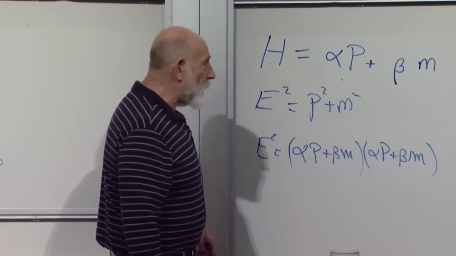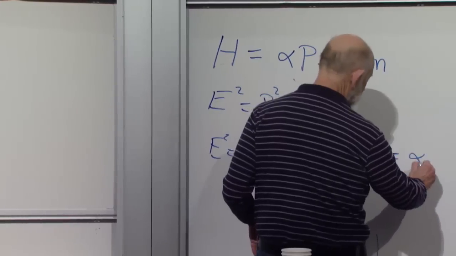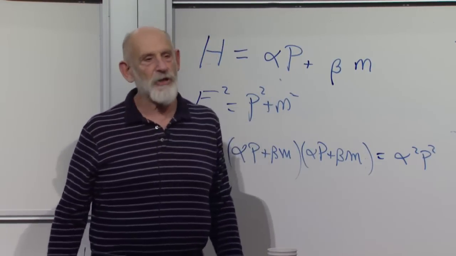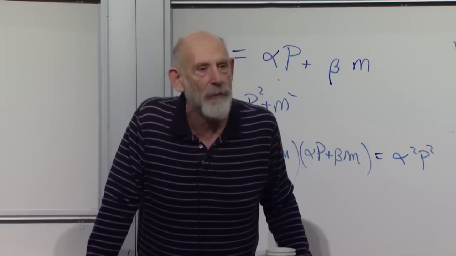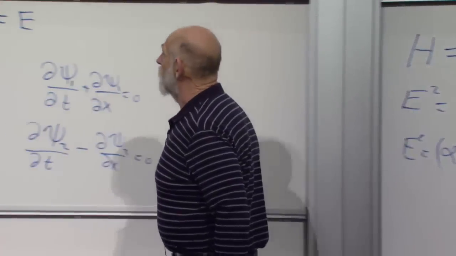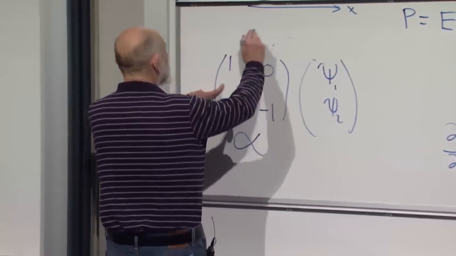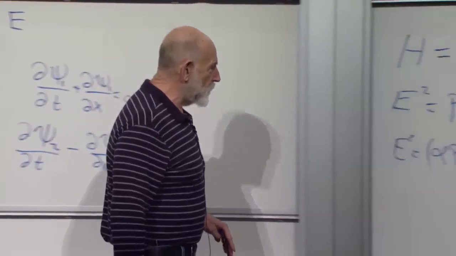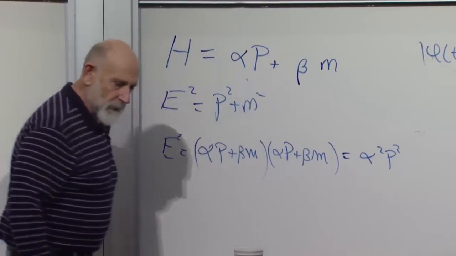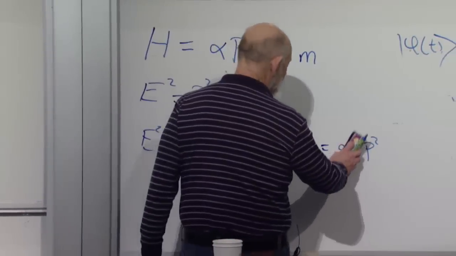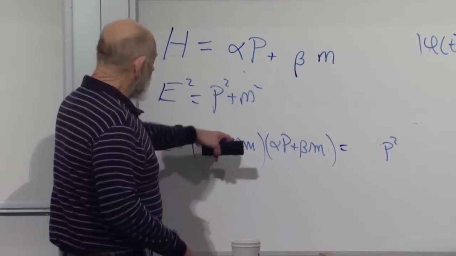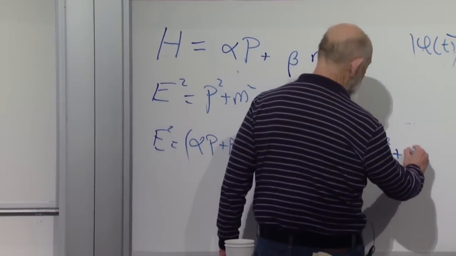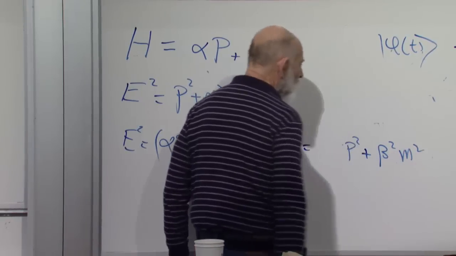Okay, the first term is alpha squared p squared. That looks good. We want to get p squared. We got alpha squared p squared. It's easy to deal with. Let's just insist that alpha squared be 1. But wait a minute. We already know what alpha is. Alpha is this matrix over here. Its square is 1. So we're in good shape with a p squared term. That's good. If we use the fact that we know what alpha is, then this is just p squared. How about the m squared term? There's another term, which is beta squared m squared. Well, I don't know what beta is yet.